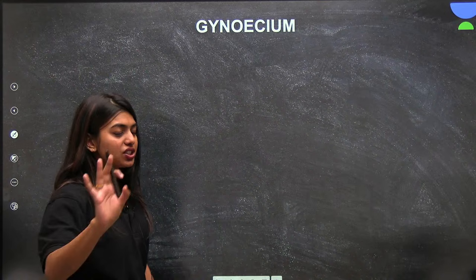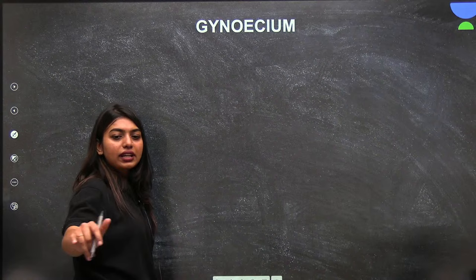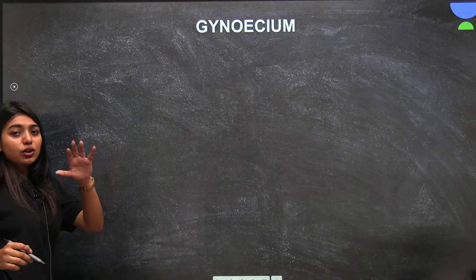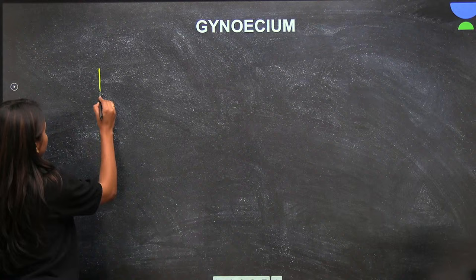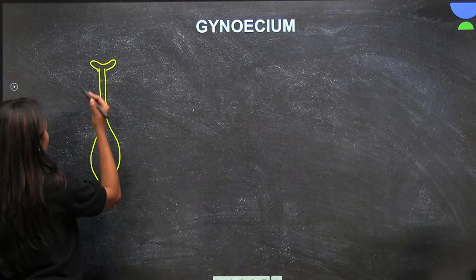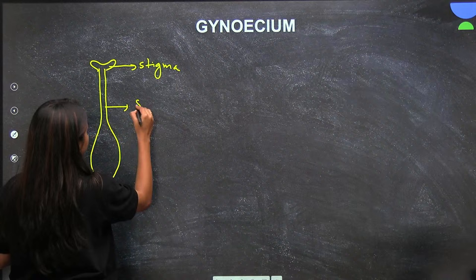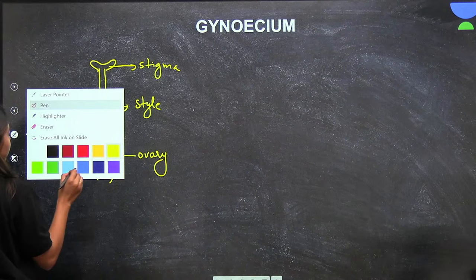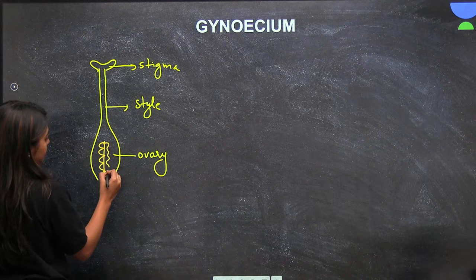Now the last part is your gynecium. In gynecium, what is the single unit of gynecium? We have your stigma, style, ovary. Inside the ovary, we will see ovules. They could be arranged in any way; for example, like this I'm arranging. Ovules can be of any type.